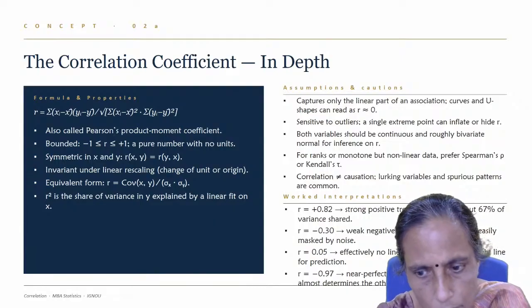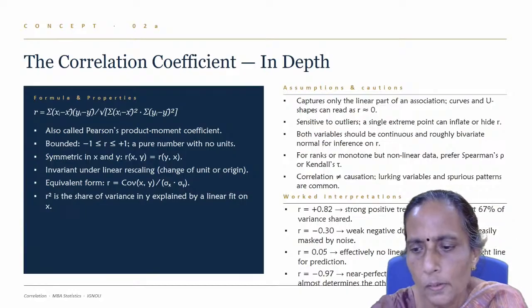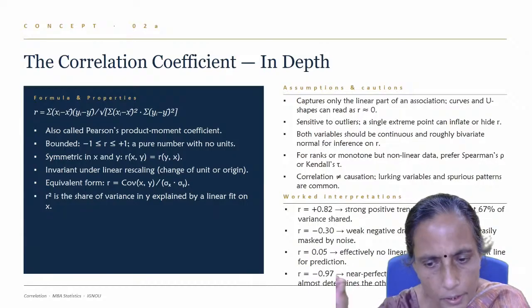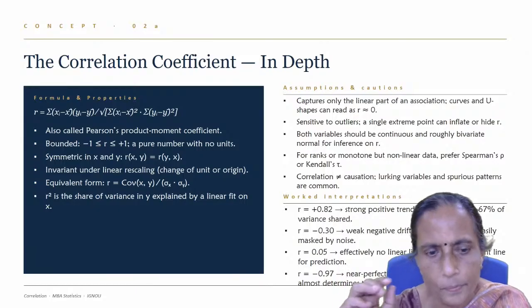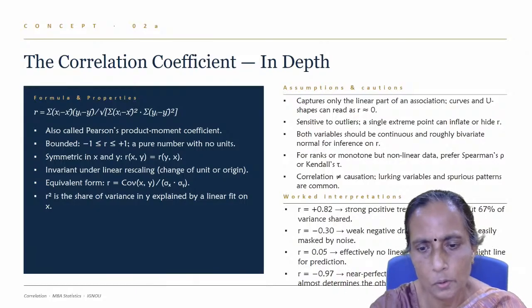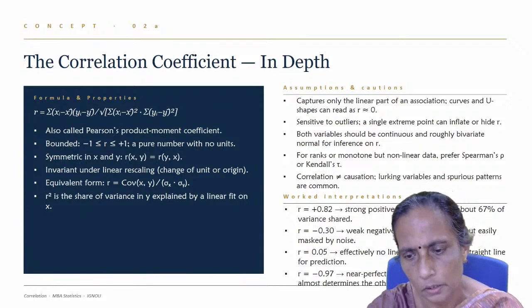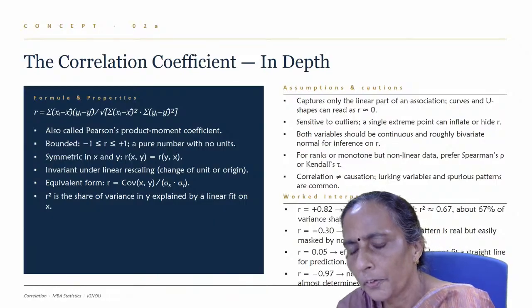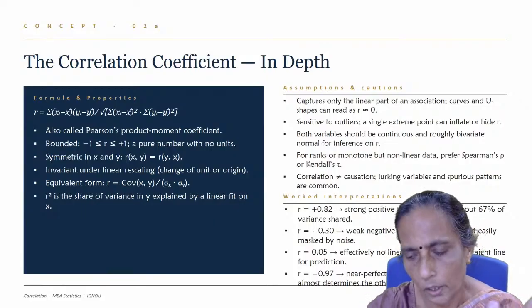If r is 0.05, as we said in the previous slide also, there is effectively no linear relationship. Don't fit a straight line for prediction. If r is equal to -0.97, as we said, if r is equal to -1, then it is a perfect negative correlation between the variables. Because it is nearing perfect, it is a near perfect inverse relationship, where one variable almost determines the other.